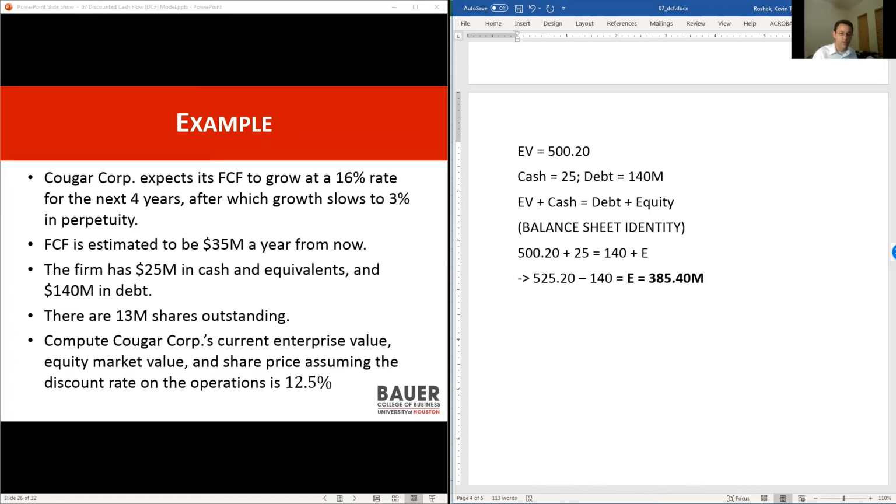If all of the equity is worth 385 million, and you know that you have 13 million shares outstanding, then you know the value of each share. The price per share is going to be the total value of the equity divided by the number of shares. You're just divvying things up based on how many shares there are. So we have $385 million worth of equity divided by 13 million shares. That gives us a share price of about $29.65.